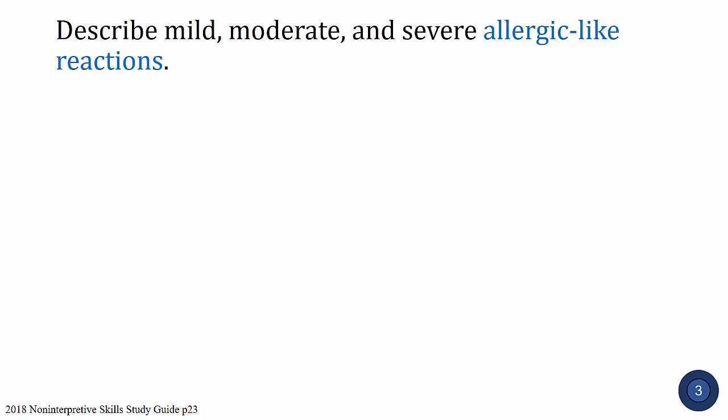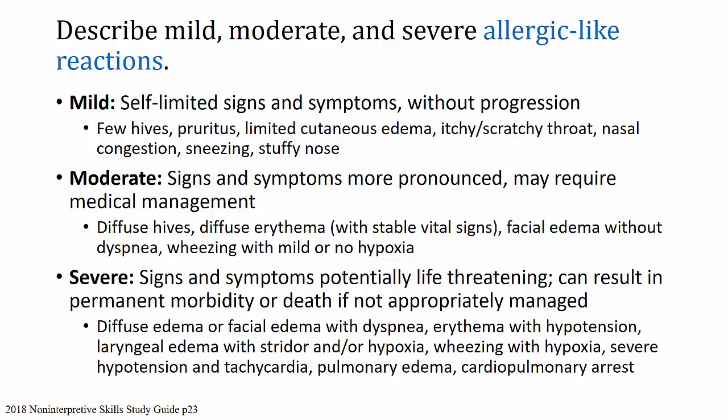Next question, describe mild, moderate, and severe allergic-like reactions. So again, mild is self-limited, moderate is more pronounced, and severe is potentially life-threatening. For allergic-like reactions, mild reaction includes a few hives, pruritus, limited cutaneous edema, itchy or scratchy throat, nasal congestion, sneezing, and stuffy nose. For moderate reactions, this includes diffuse hives, diffuse erythema with stable vital signs, facial edema without dyspnea, and wheezing with mild or no hypoxia.